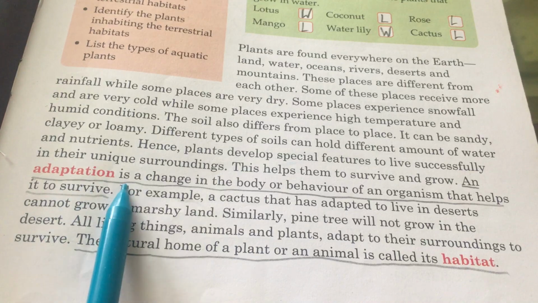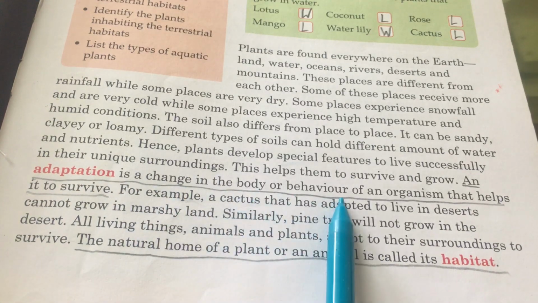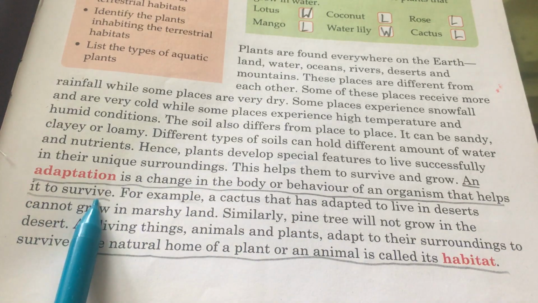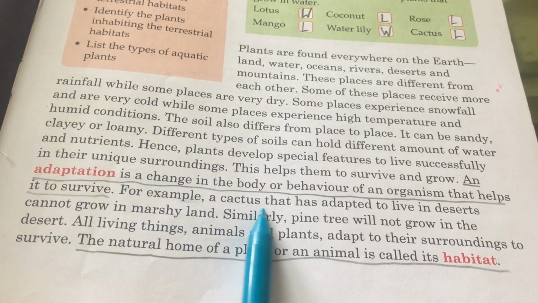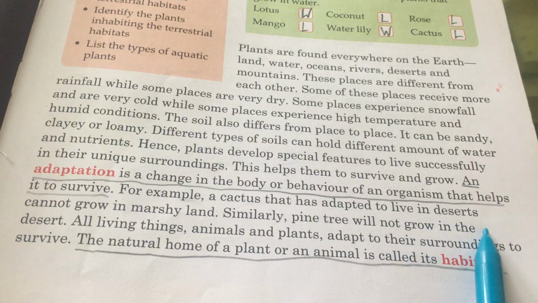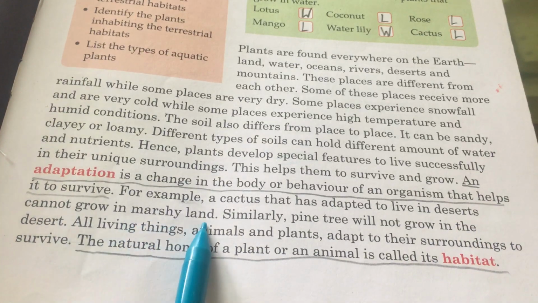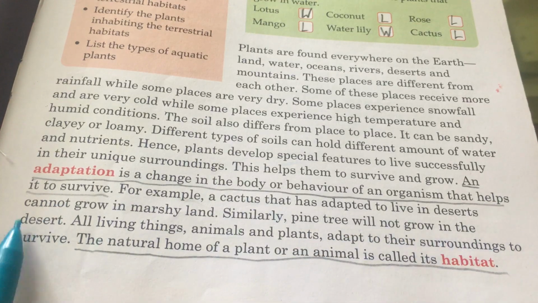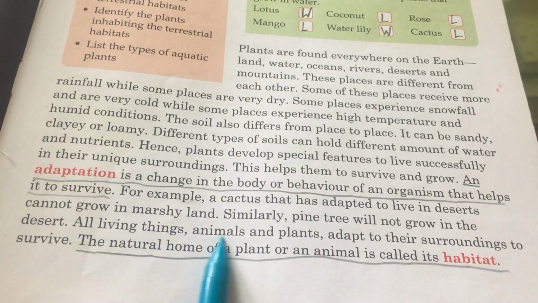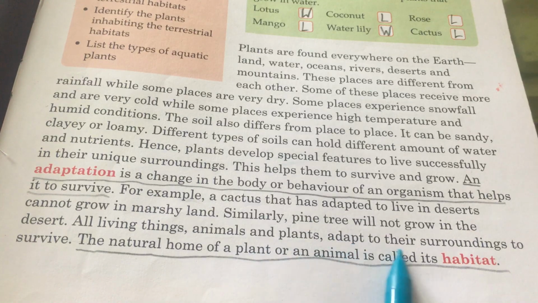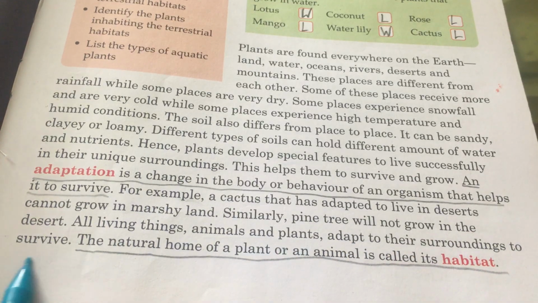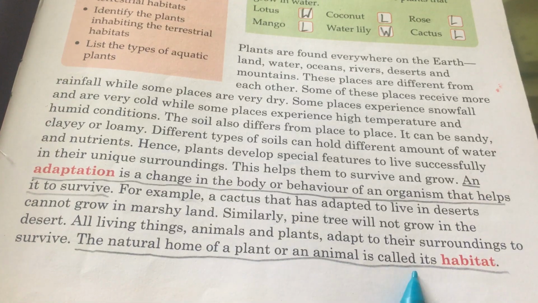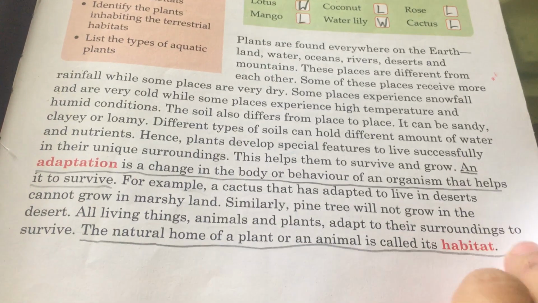An adaptation is a change in the body or behavior of an organism that helps it to survive. For example, a cactus that has adapted to live in deserts cannot grow in marshy land. Similarly, a pine tree will not grow in the desert. All living things, animals, and plants adapt to their surroundings to survive. The natural home of a plant or an animal is called its habitat.